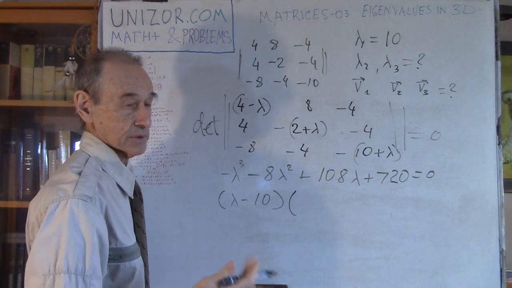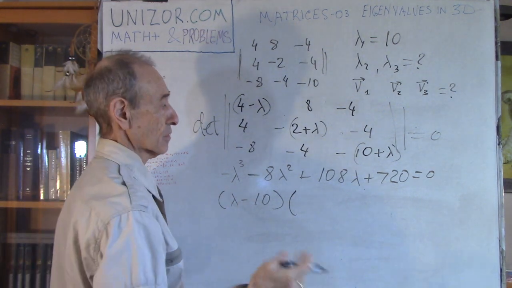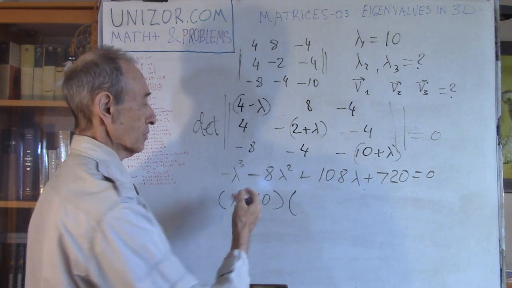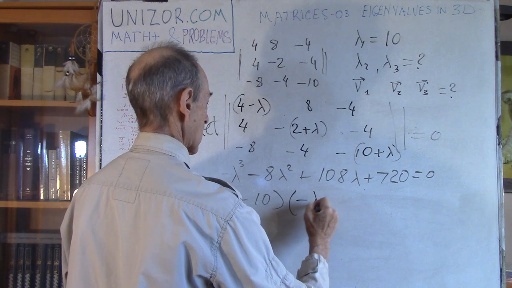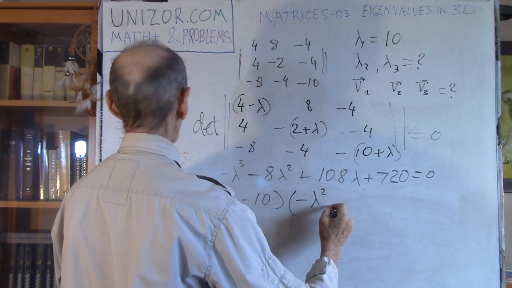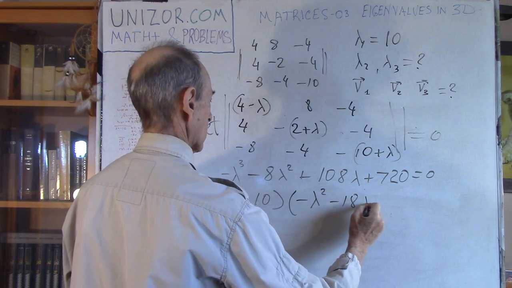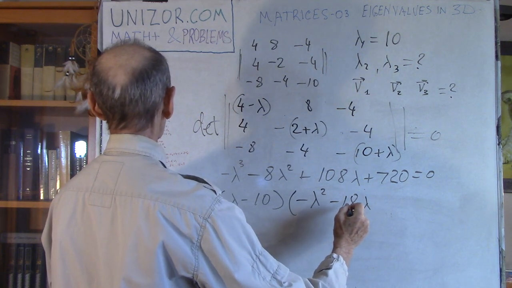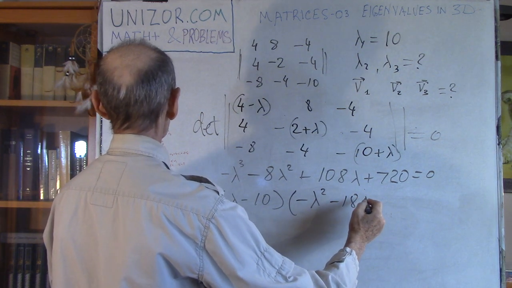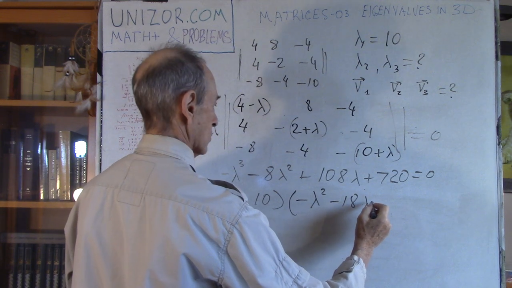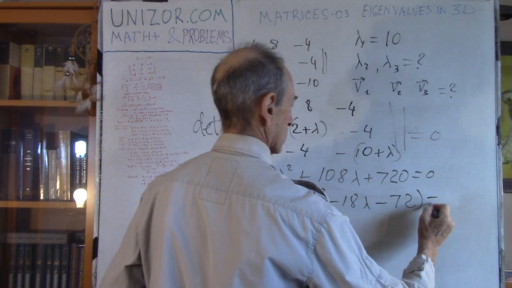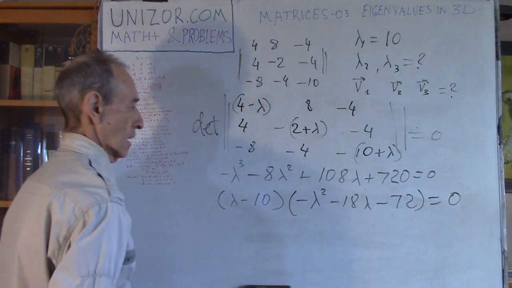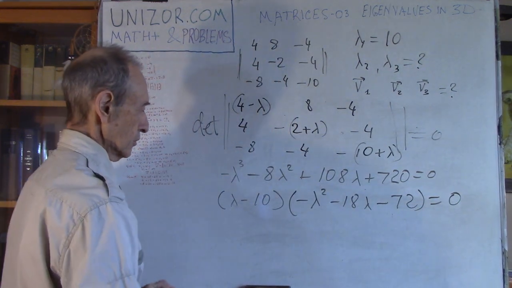Again, that's part of the standard material, how to divide one polynomial by another. I'll give you the result already. So it's minus lambda squared minus 18 lambda minus 72 equals 0. Well, you can check.